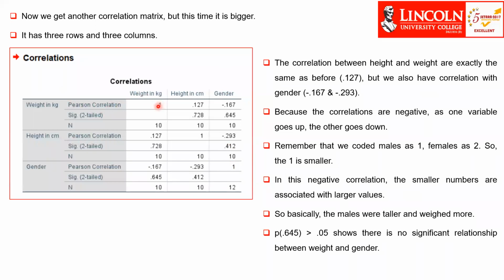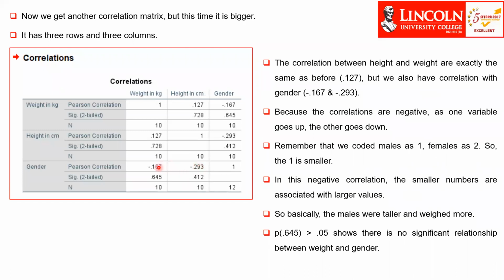The correlation between height and weight is exactly the same as before, 0.127. But we also have correlations with gender. If you look at height with gender, you have minus 0.293, and for weight and gender, you have minus 0.167. Because the correlations are negative, as one variable goes up, the other goes down.